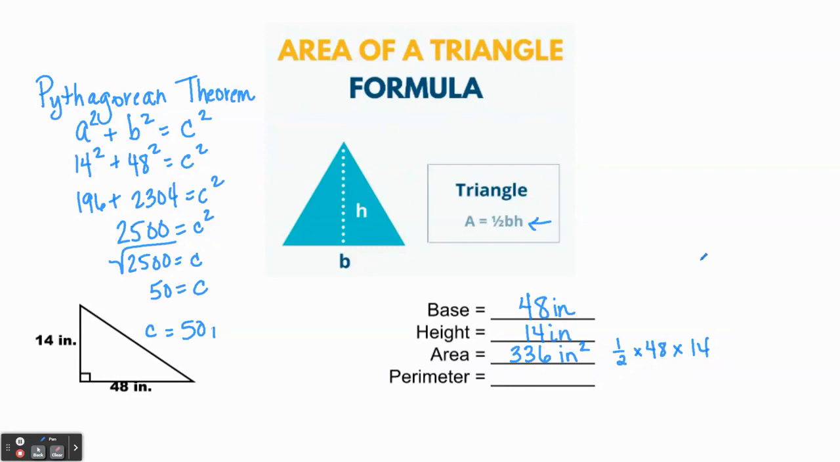And now I'm ready to find the perimeter by adding those all up. So I've got 14 plus 48 plus 50. And if we add those up, I'm going to get 112 inches. Now, by the way, I am using a calculator on that. I don't expect you to be able to do all of those bigger numbers, so feel free to use a calculator if you need one. I've put one in the link in the description below for the free online calculator available by Desmos.